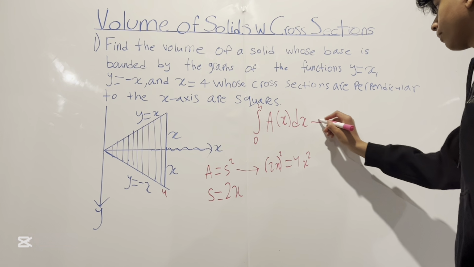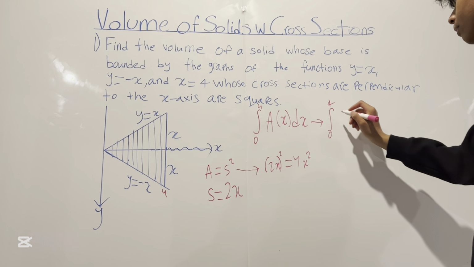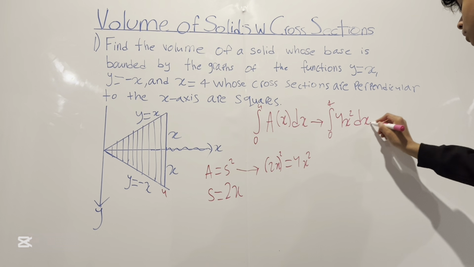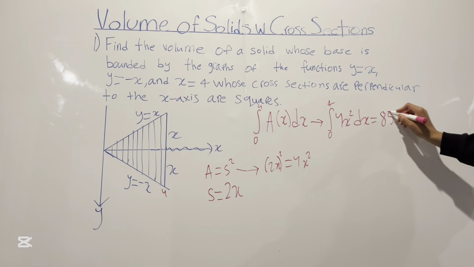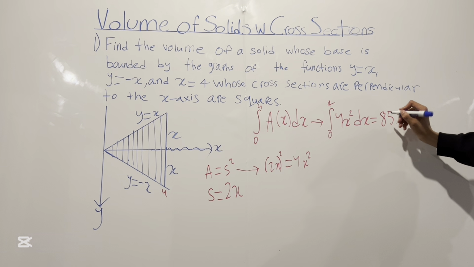So now if we plug this in, you'll get the integral from 0 through 4 of 4x squared dx, and this is going to equal 85.3 if you plug it into your calculator. And this is the final answer.